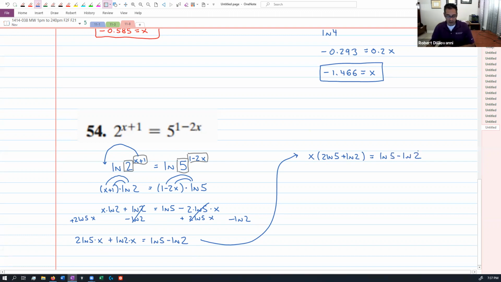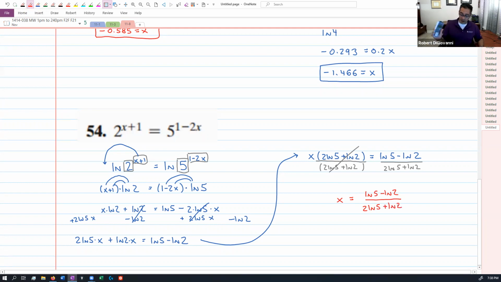And we're almost there. I've almost solved for x. I just have to get everything in parentheses out of here. So I'm going to divide by 2 natural log 5 plus natural log 2, and then do the same thing over here. Divided on both sides, it goes away. And you finally have an expression for x. X is equal to natural log 5 minus natural log 2 over 2 natural log 5 plus natural log 2. That is our exact answer.